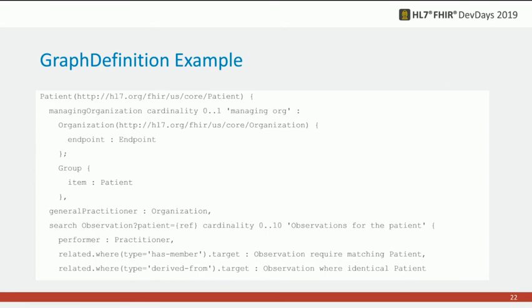That's the size of the graph that we're interested in. Patient also has a general practitioner, which is an organisation. And we will search for the observations that relate to the patient, and we'll be interested in the first 10 of them if we find any, and they will have the same practitioner. Also we'll get any members and derived froms in the observation. That's actually an R3 based rule.